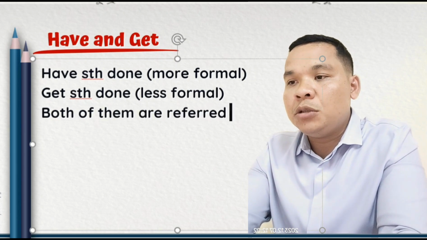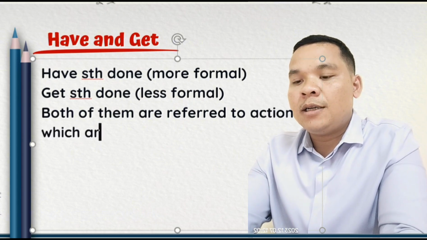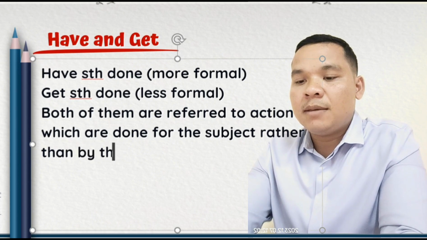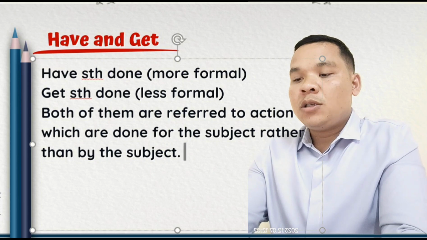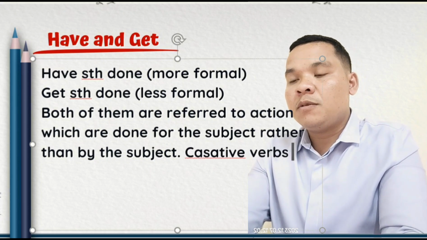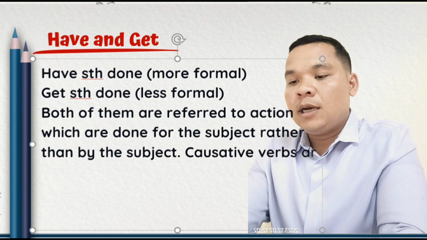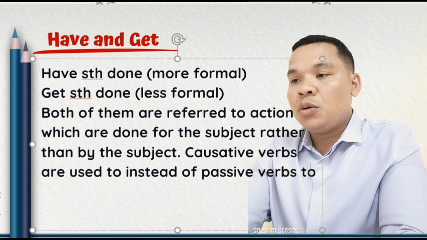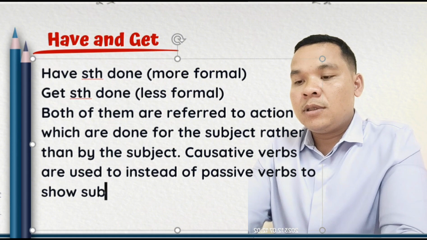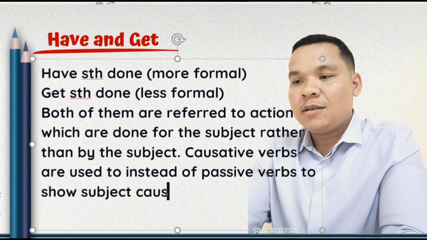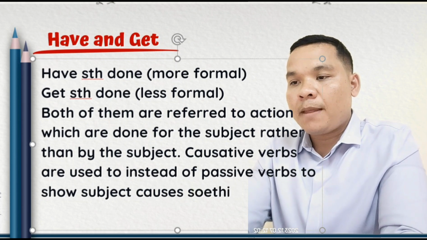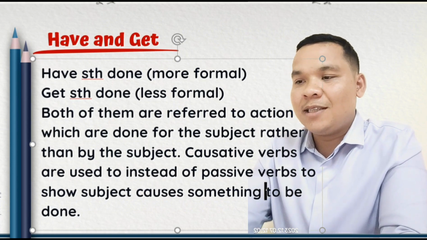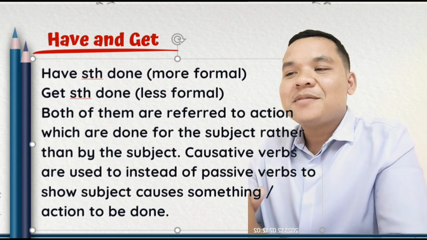Both are referred to actions which are done for a subject rather than by the subject. You understand this meaning? Causative verbs are used instead of passive verbs to show that the subject causes something to be done, or I can say causes an action to be done. Okay, you get it? This is the meaning.